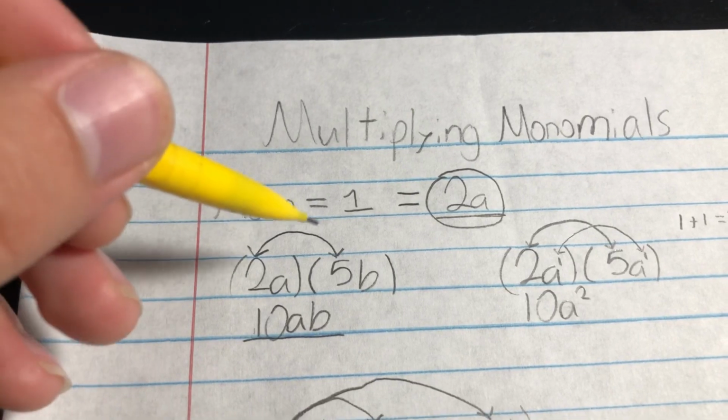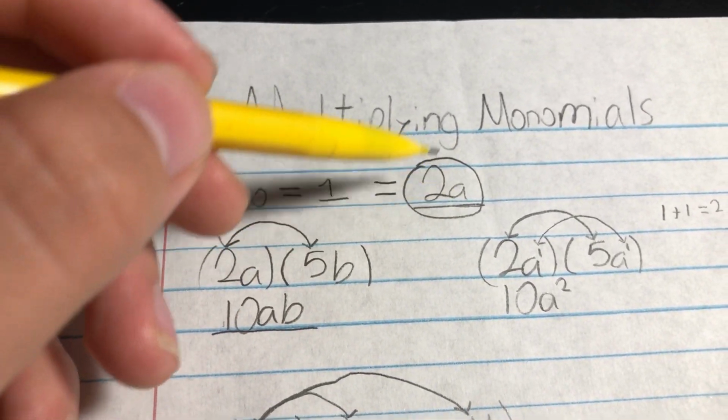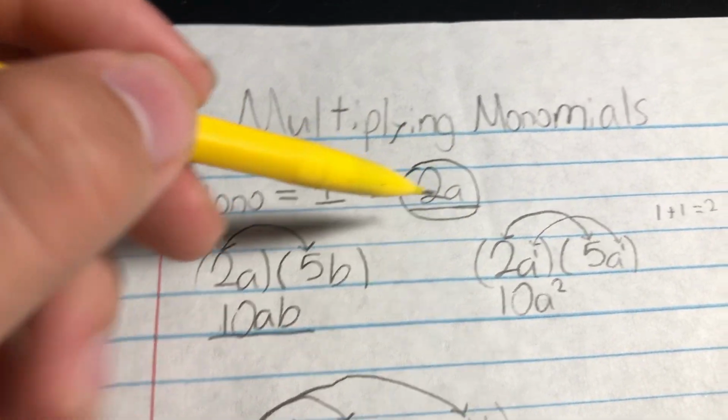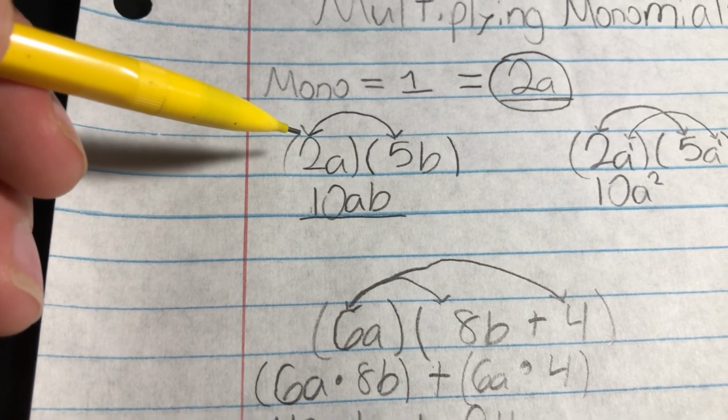Now, mono means 1, so that means like one variable. So that's just something like this, 2a. This is one singular entity. That's a monomial. When you're multiplying monomials, you're just going to worry about the numbers first.